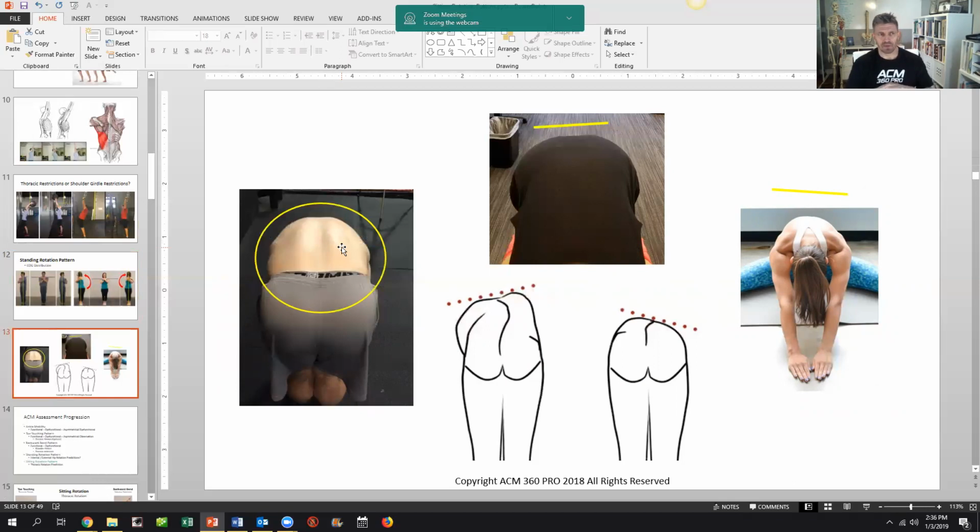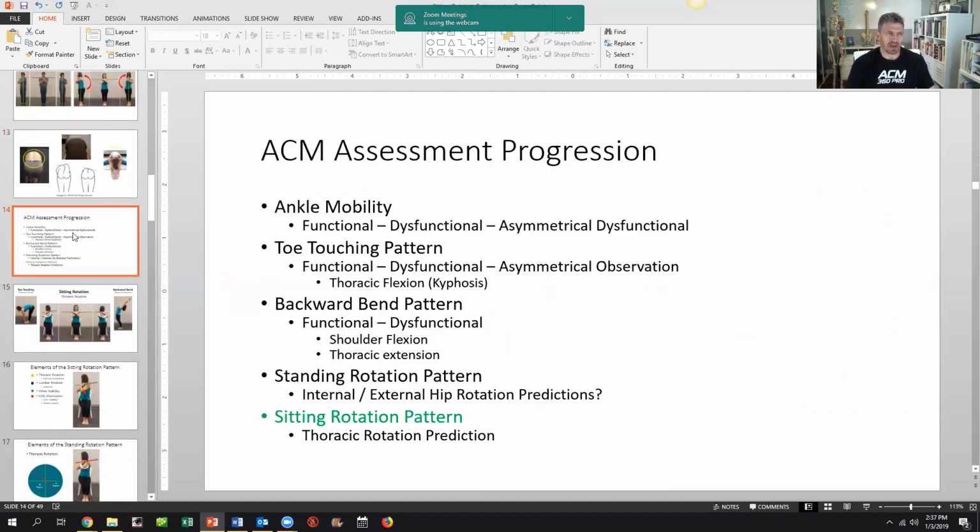And I'll tell you, a lot of times when I see the thoracic compensation offset or any musculature girth difference, you're usually going to find that in the sitting rotation pattern. So again, everything we've done up to this point has built to kind of predicting what we're going to find in the sitting rotation pattern, and it confirms what we're thinking all along. So it's just that end component to the entire assessment.